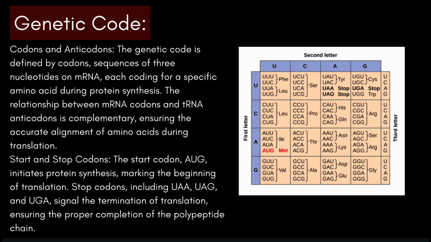The start codon is known as AUG, which initiates protein synthesis, marking the beginning of translation. The stop codons include UAA, UAG, and UGA, and signal the termination of translation, ensuring the proper completion of the polypeptide chain. And I don't know if you guys recall this, but in the biochemistry review series, I gave a good way to remember the stop codon.